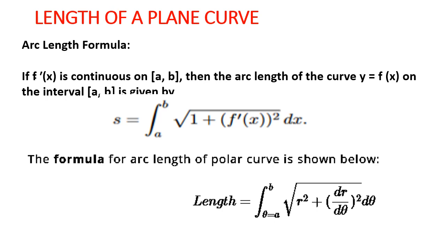For the polar curve, the length is equal to the integral from a to b of the square root of r squared plus dr over d theta squared, d theta.